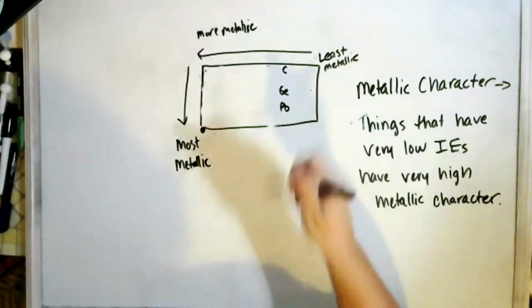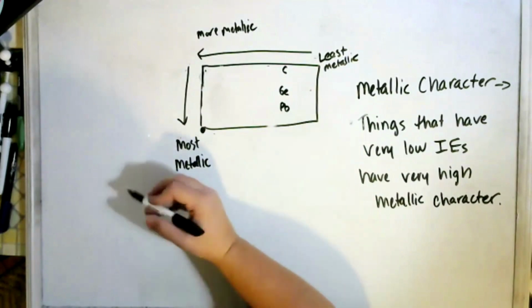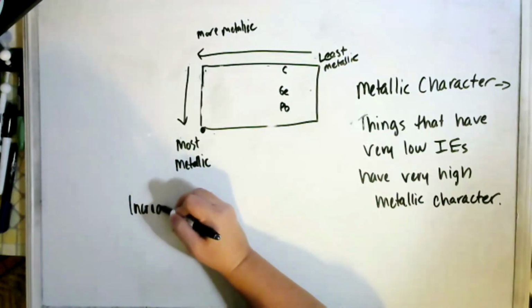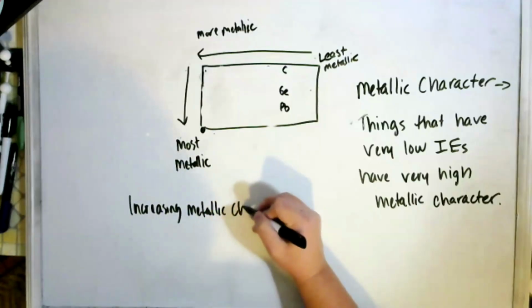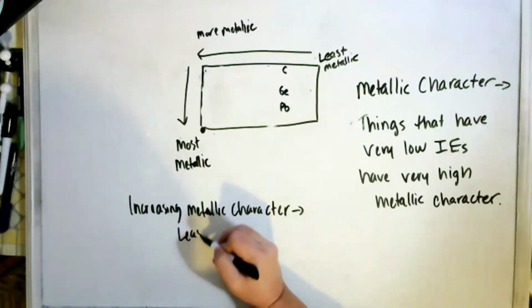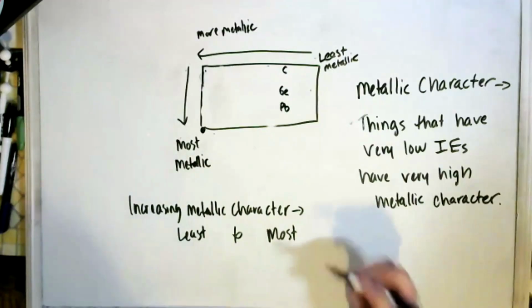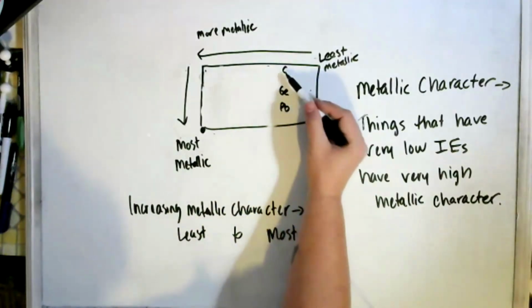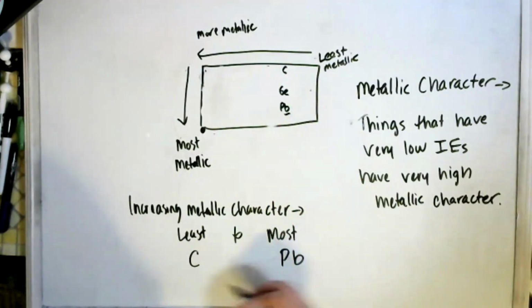And we know that within any column, whatever's furthest to the bottom is going to be the most metallic thing. So if we're listing these in order of increasing metallic character, that means that we're going from least metallic to most metallic. Okay, and our least metallic here is going to be our carbon, and our most metallic is going to be our lead. So carbon is going to be less metallic than germanium, and germanium is going to be less metallic than lead.